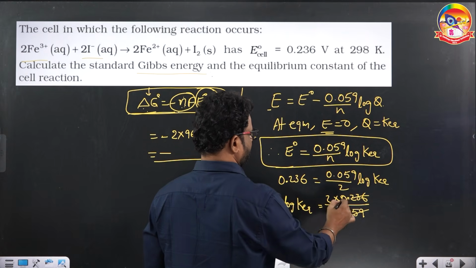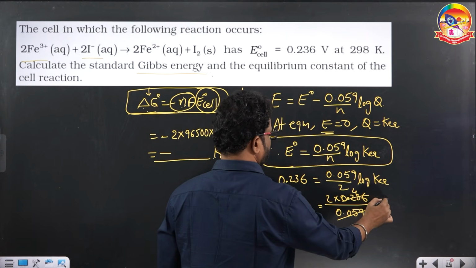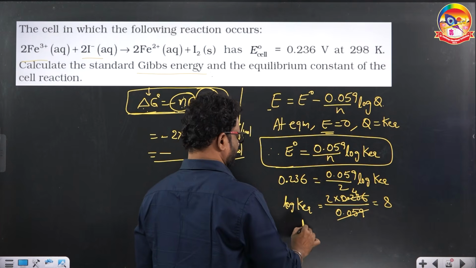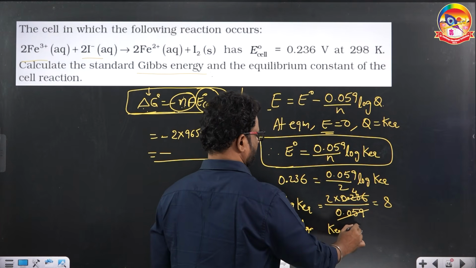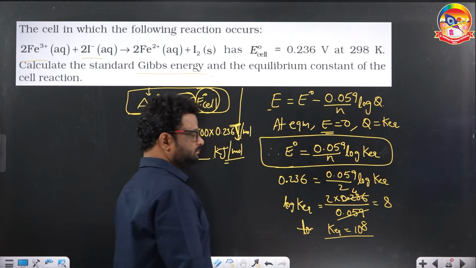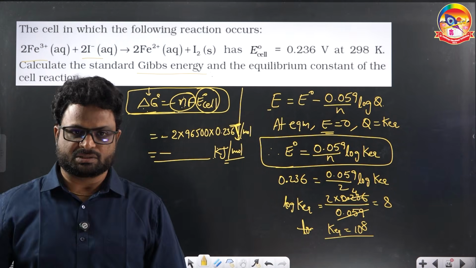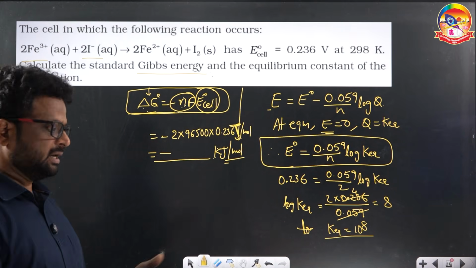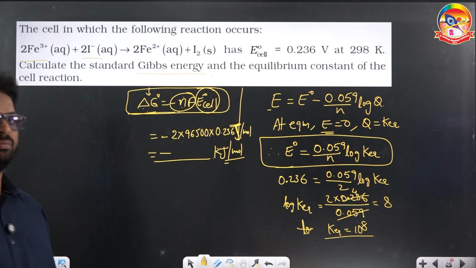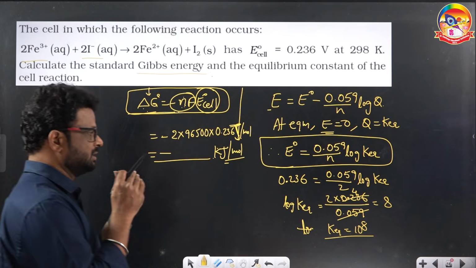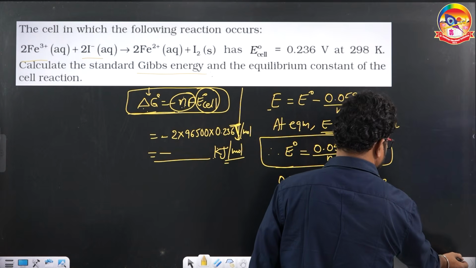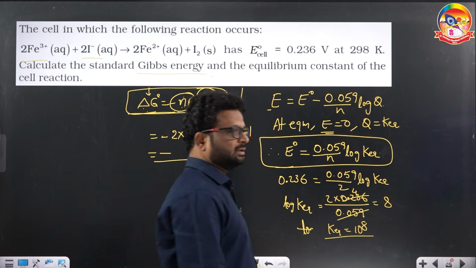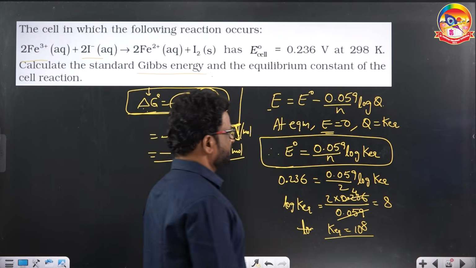This is actually cancelled 4 times and this will be 8. Log KEQ is 8. That means KEQ is equal to 10 power 8. That is the equilibrium constant. For a working galvanic cell, equilibrium constant values will be bigger because it is a more spontaneous process in the forward direction, and maximum extent of completion can be expected. Okay, so you can solve the problem this way.